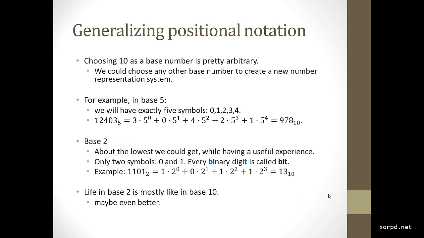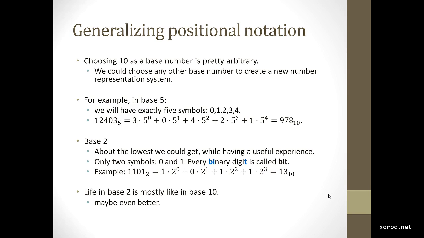Let's try to generalize the essence of base 10 to get the good features of base 10 in a more general fashion. Choosing 10 as the base number was pretty arbitrary. Okay, maybe not that arbitrary, you do have 10 fingers. But it doesn't mean that 10 is the best choice. We could choose any other base number to create a new number representation system.